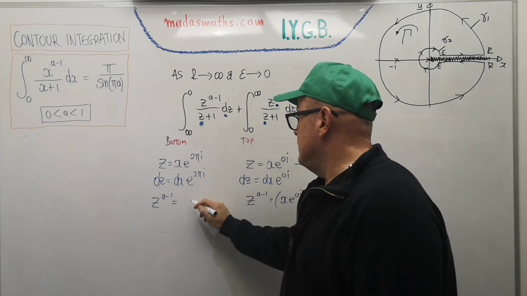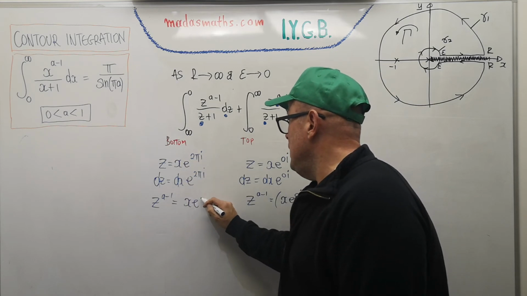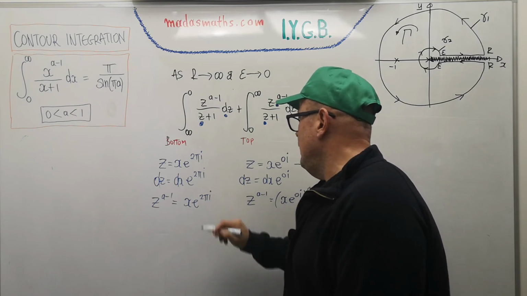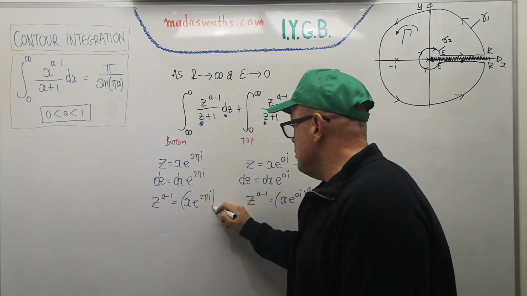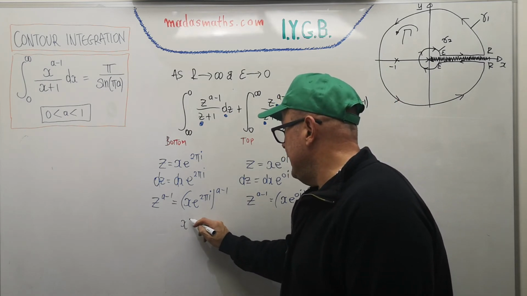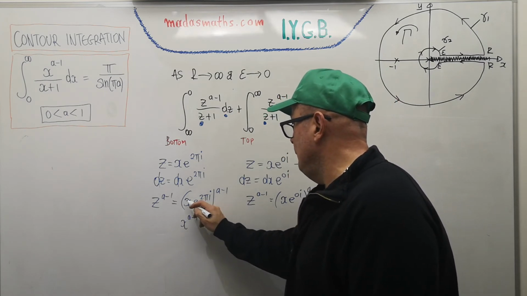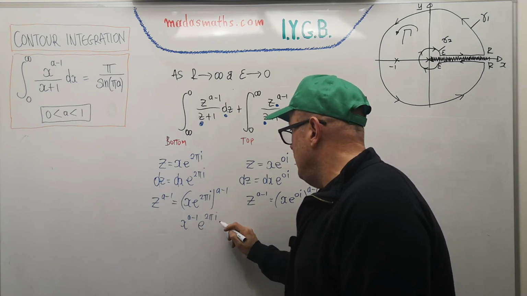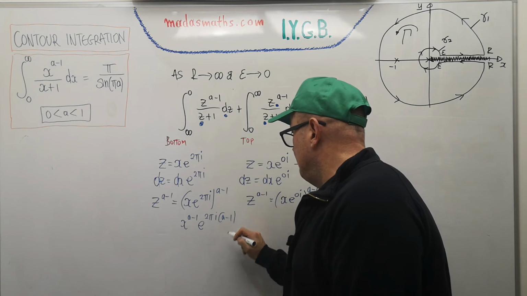Of course that is my z. x to the e to the, sorry, not x, e to the 2 pi i. And this needs to be raised to the power of a minus 1. What is that? Let's write it underneath. x to the a minus 1 times e to the 2 pi i (a minus 1).